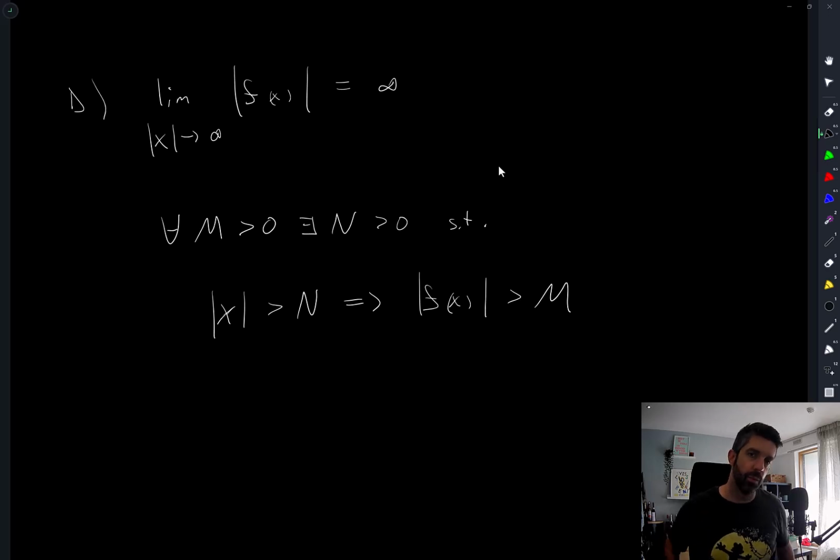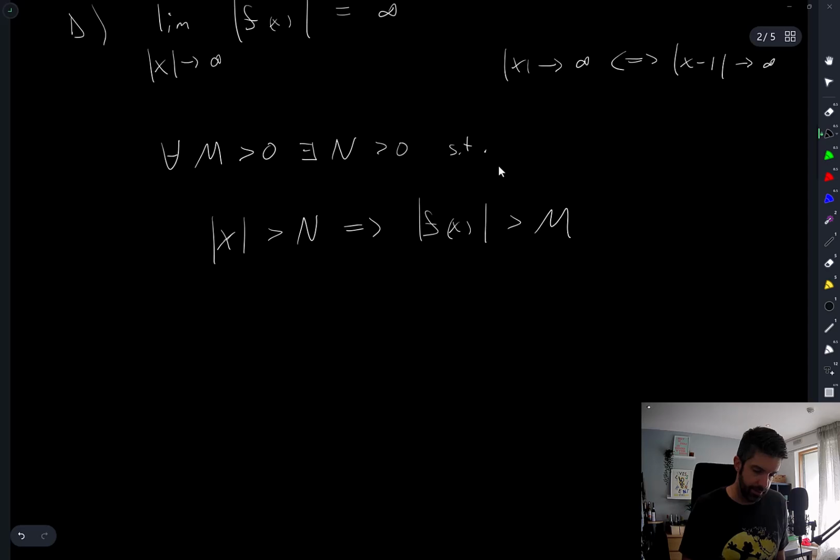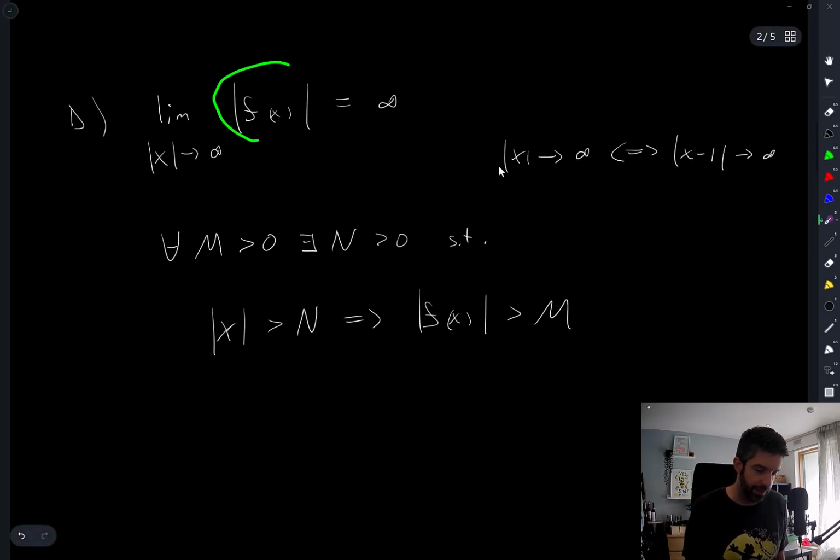It's not exactly what we have written here because these things are offset by 1, we have f of x minus 1 and x minus 1. But absolute value of x approaches infinity is equivalent to x minus 1 approaches infinity, so I don't really care so much. And similarly, the absolute value of f of x approaches infinity is equivalent to the absolute value of f of x minus 1 approaches infinity. So this is the right answer.